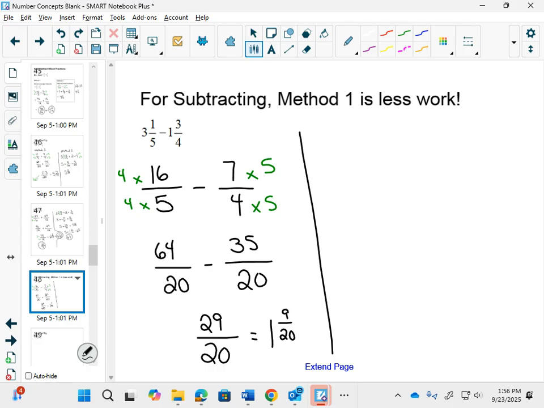The reason the subtracting is a little bit harder with method 2: because you have 3 1/5, and then you're subtracting 1 3/4. You're subtracting the 1, and you're also subtracting the 3/4. This is the first thing that I find that sometimes students make mistakes on if they try method 2, is they forget they're subtracting all of 1 3/4. That means you're subtracting the 1 and you're subtracting the 3/4. Now 3 minus 1, that's easy, that's 2.